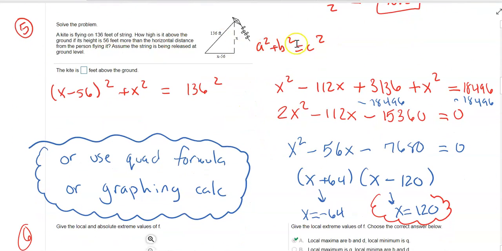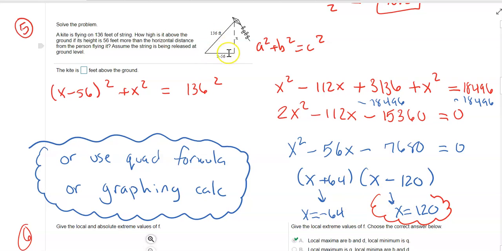Here we're going to have to use the Pythagorean theorem, a squared plus b squared equals c squared, with the given information. So here's my a, my b, and my c. I just simply evaluate and simplify. I ended up being able to factor here.